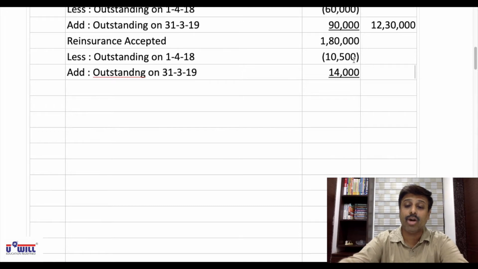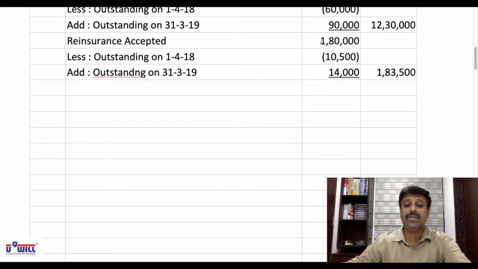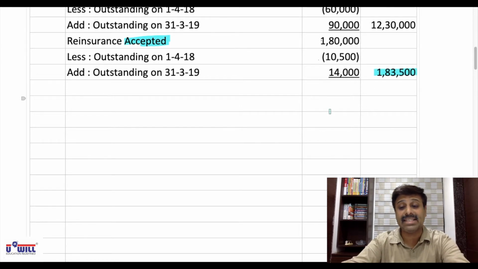Now in the outer column what we will get is 1,83,500. Okay, how do we get this? 1,80,000 minus 10,500 plus 14,000, that is 1,83,500. Now because it is accepted, what are we supposed to do with this? Add it. So keep it as it is.